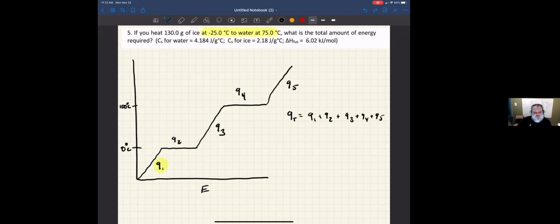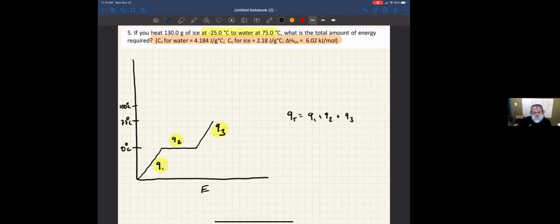So that means Q1, Q2, and Q3, because I'm not going to get to the boiling point. So I don't need Q4 and I don't need Q5. And so I'm going to go ahead and just add this other point along the graph, 75 degrees C. And so I'm going to get rid of those last 2 parts of the sum. I only need Q1, Q2, and Q3 to add up.